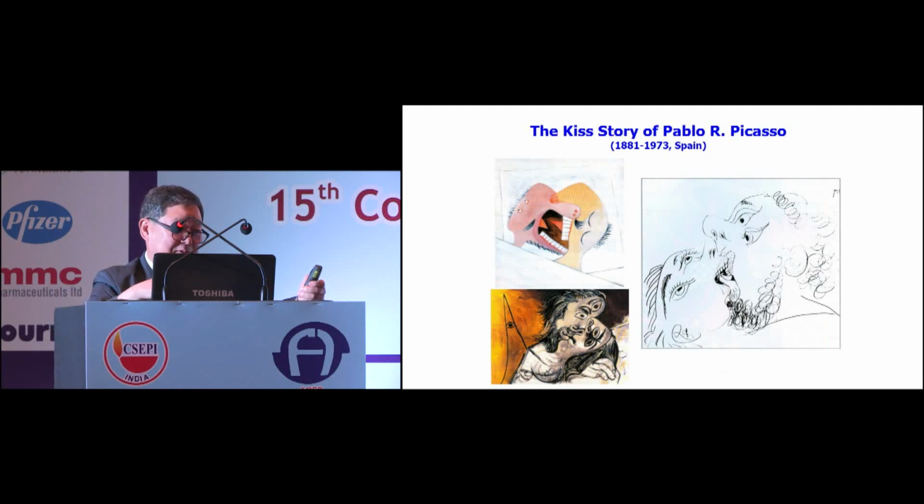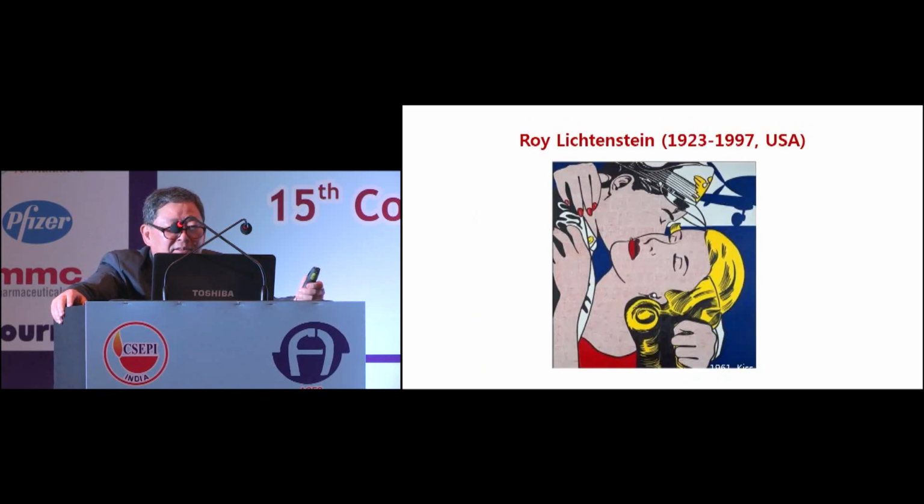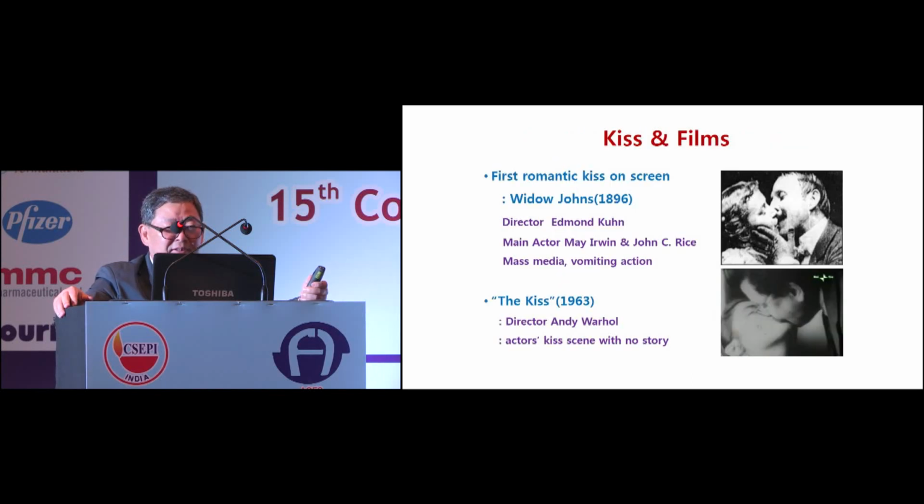Picasso also left a lot of paintings with the title of Kiss and the source of kissing, like this. The contemporary painter Lichtenstein also made a painting with the source of his masterpiece. Kissing is very important in movies.